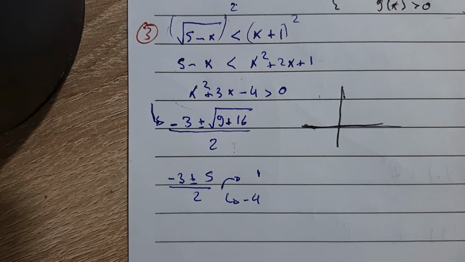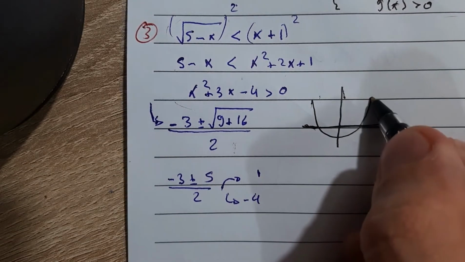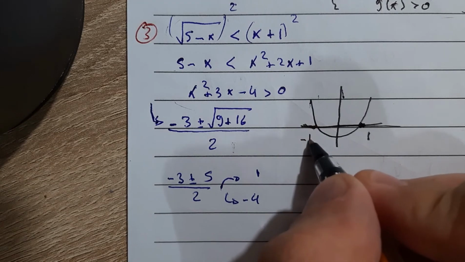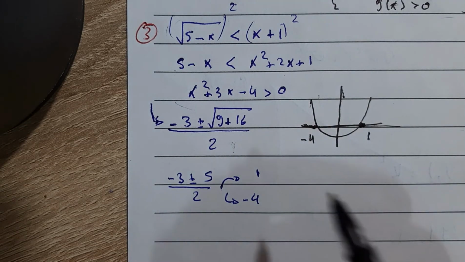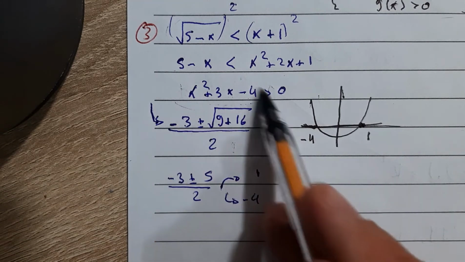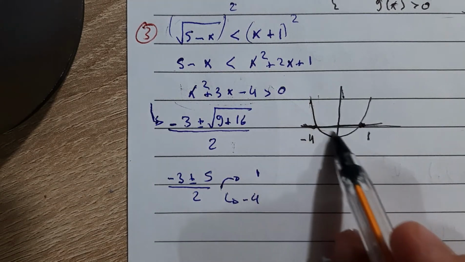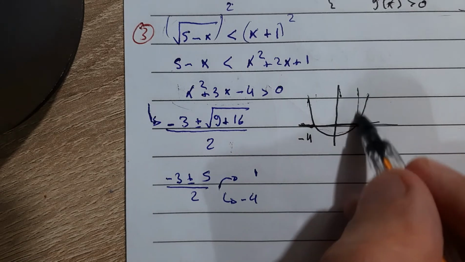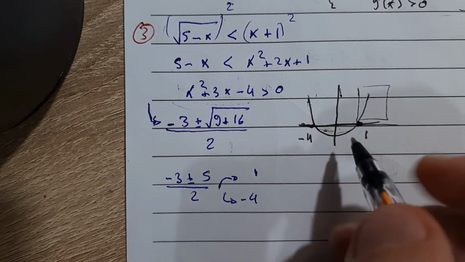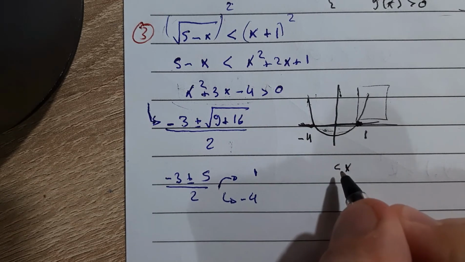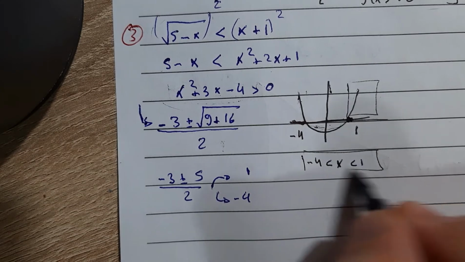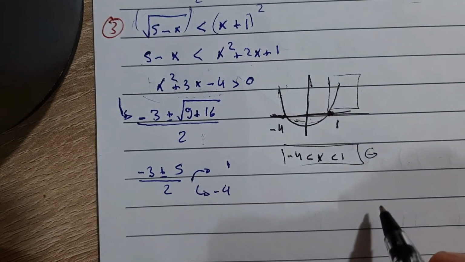So it would be like this. This over here is 1 and this over here is minus 4. So what do we want? We want when this function is bigger than 0. And this is our graph. When is it bigger than 0? In this part over here. Over here it is negative, right? When x is between minus 4 and 1, our function is negative. So we don't want this.